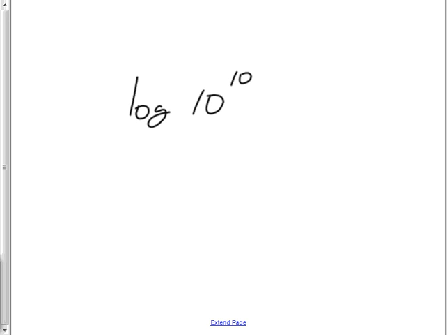So some people are going to say the answer is 10 to the 10th, and some people are going to be right and say the answer is 10. Why do I know it's 10? Because what base is this? 10. And if this and this are the same, the answer is the exponent. Okay. Next one. Let's see if you recognize this pattern.